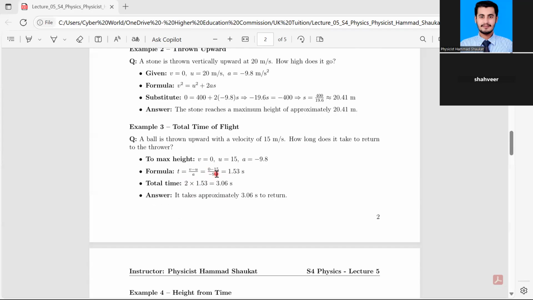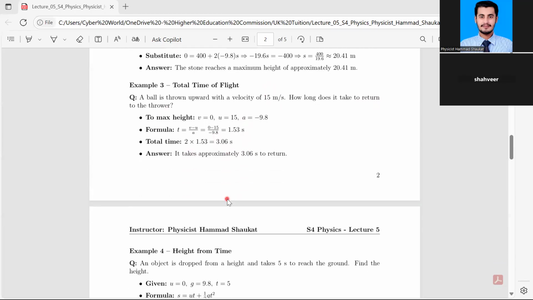Now by just putting the values, you will get your answer, which is 1.53 seconds. But here you have to multiply it by 2. Why 2? Because they are asking how long it takes to return to the thrower. This time is the time to reach the highest point, and the same time is taken to return to the thrower. So you multiply your answer by 2, and you get the total time your ball takes from thrower to thrower. All right? Any question? No. Okay.